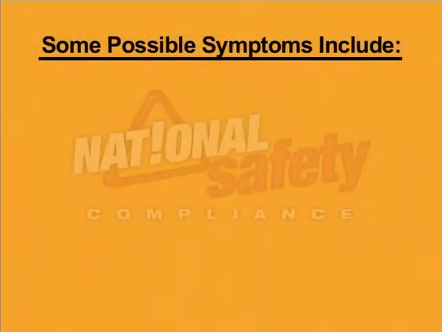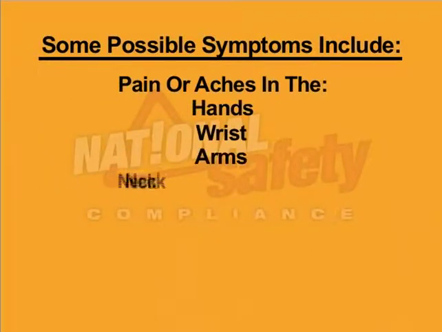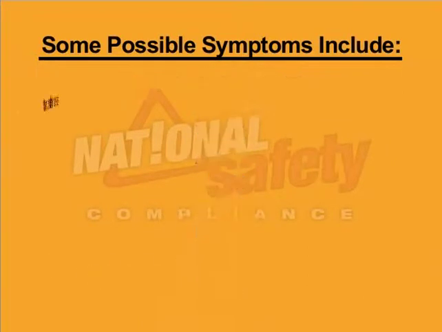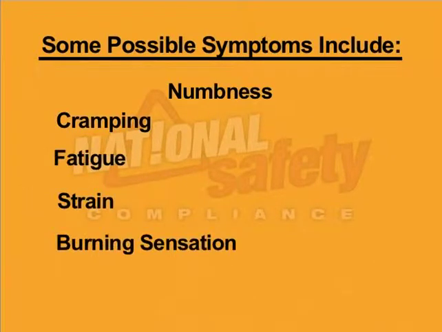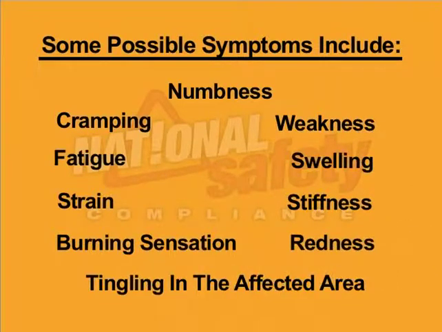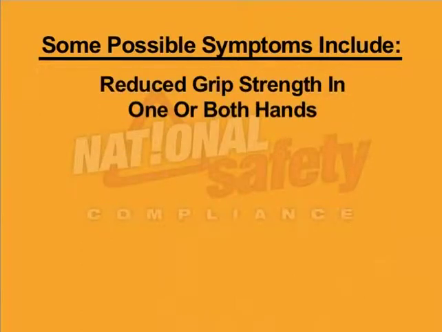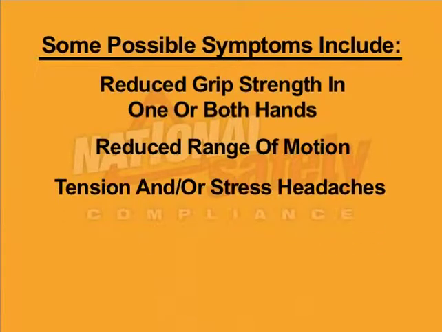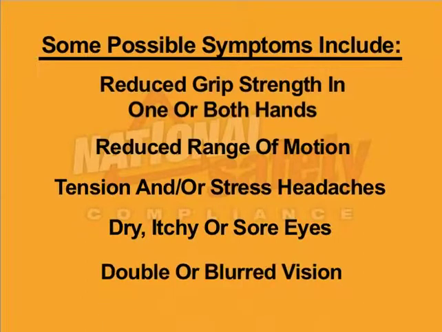Some possible symptoms include pain or aches in the hands, wrist, arms, neck, shoulders, back, legs, or feet. Numbness, cramping, fatigue, strain, burning sensation, weakness, swelling, stiffness, redness, or tingling in the affected area. Reduced grip strength in one or both hands, reduced range of motion, tension and/or stress headaches, dry, itchy or sore eyes, double or blurred vision.